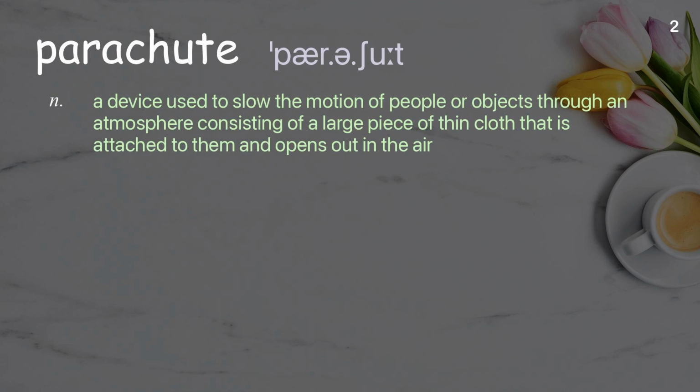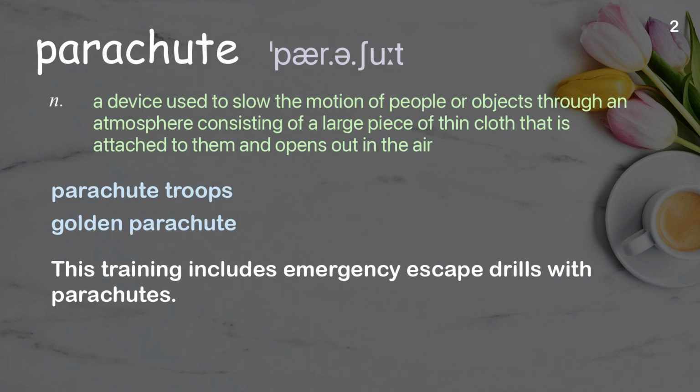Parachute. A device used to slow the motion of people or objects through an atmosphere consisting of a large piece of thin cloth that is attached to them and opens out in the air. Examples: Parachute troops. Golden parachute. This training includes emergency escape drills with parachutes.